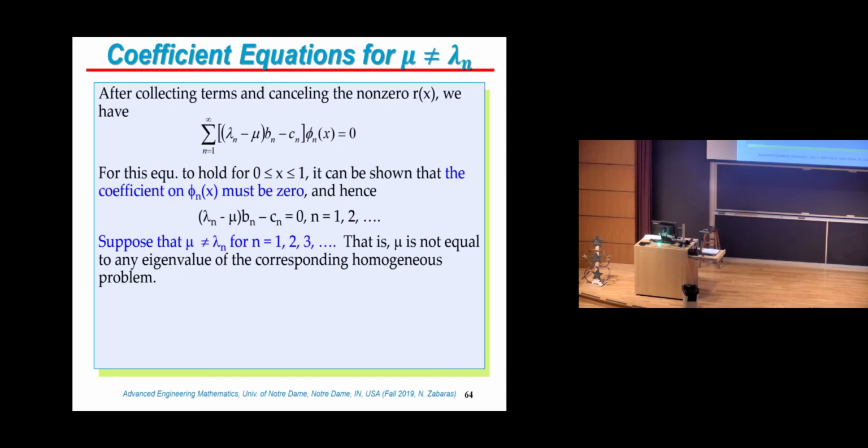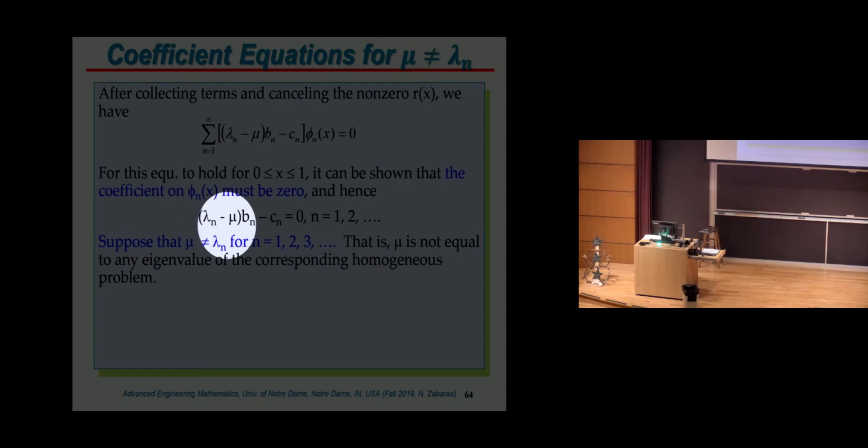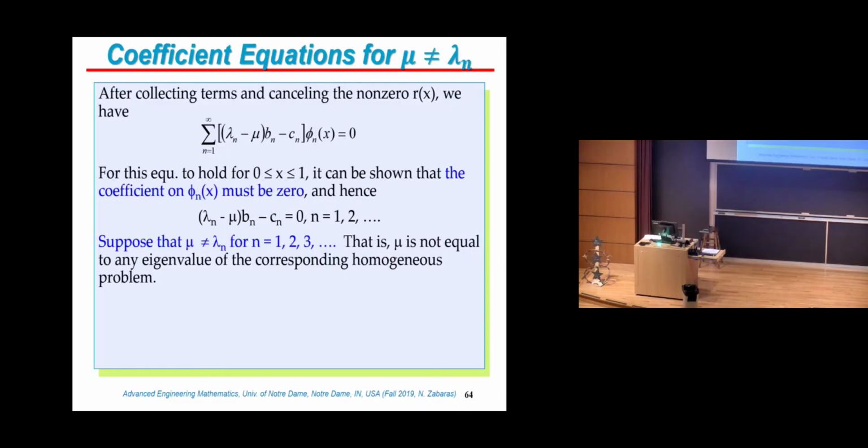And what is mu? It is the coefficient in my non-homogeneous differential equation. So when that mu happens to be one of the eigenvalues, then this term here will be 0. And the only way for this equation to be valid is if Cn is 0. And what is Cn? It is the integral of f with phi n.